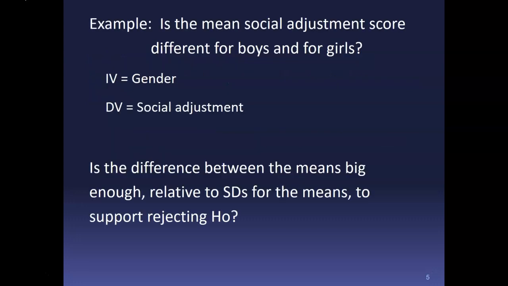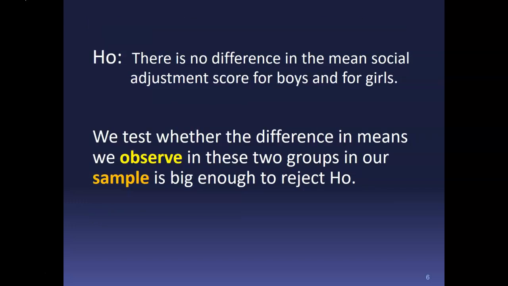In this example, the question is: is the mean social adjustment score different for boys and for girls? The IV is gender, and the DV is social adjustment. And we want to know, is the difference between the means big enough relative to the standard deviations for the means to support rejecting the null hypothesis?